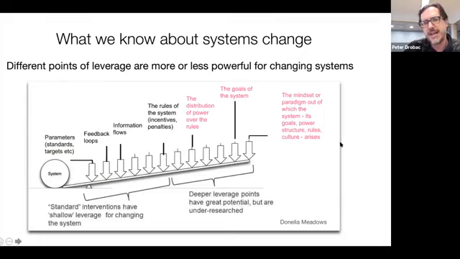And here I just want to highlight one of the readings from your Introduction to Systems Thinking section from last week by Donella Meadows, who talked about leverage points. And she's really one of the foundational thinkers in this space.